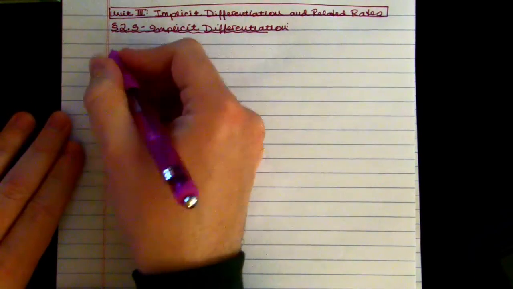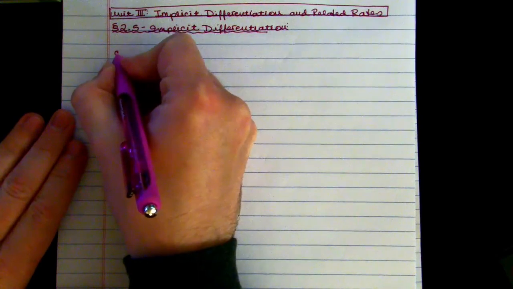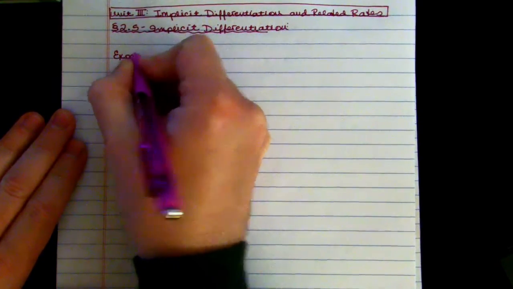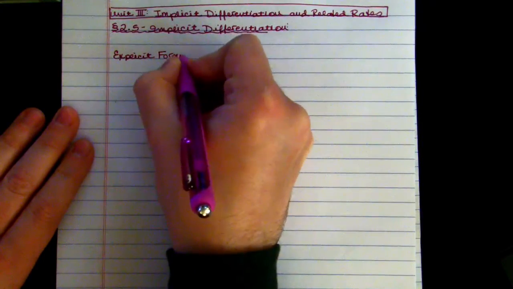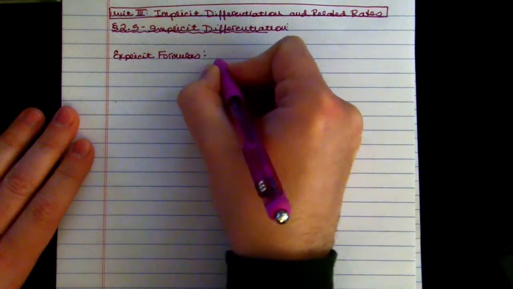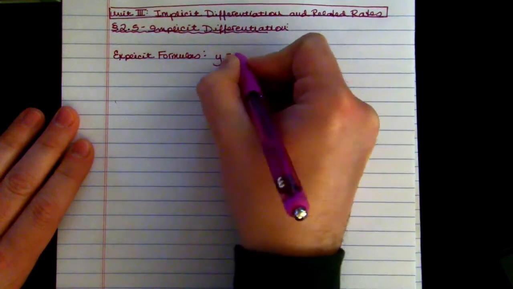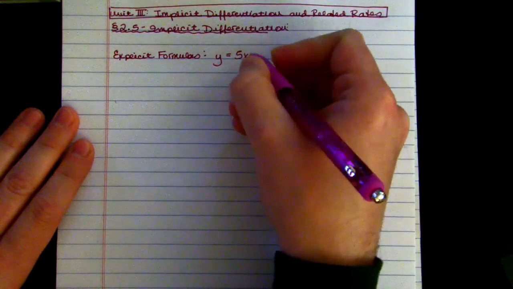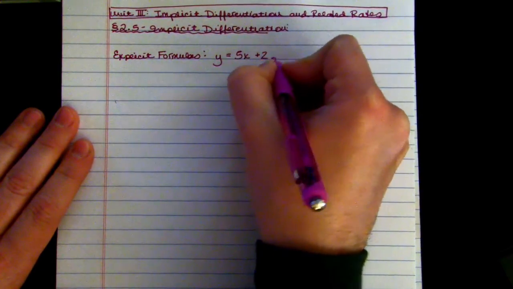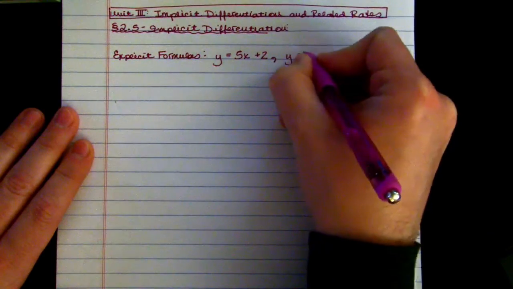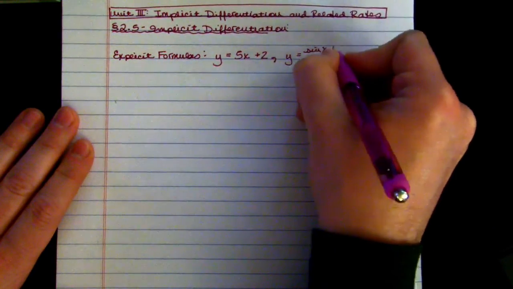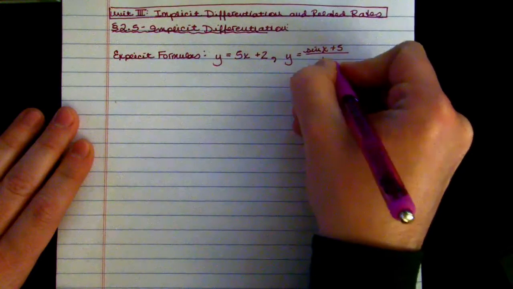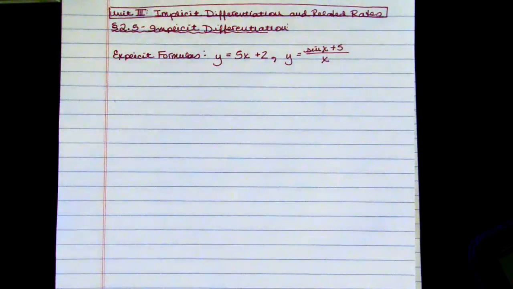So first of all, so far, all we have looked at, finding derivatives of, but really understanding in general, are what we call explicit formulas. Formulas where we have explicitly solved for y. Things like y equals 5x plus 2, things like y equals sine x plus 5 over x. These are what we call explicit formulas because they're solved for y.